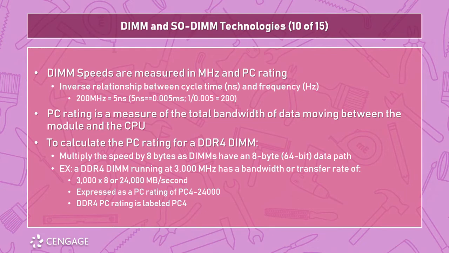PC rating is a measure of the total bandwidth of data moving between the module and the CPU. In order to calculate that, we have to know the data path. Well, DIMMs are known to have an 8-byte data path, which is 8 bits in a byte, so 8 times 8, or 8 squared, is 64. For example, if we have a DDR4 DIMM running at 3000 megahertz, we will then multiply that by 8, by our data path, and get 24,000 megabytes per second, or 24 gigabytes per second of transfer speed. That would be an expressed rating of PC4 24,000. PC4 just basically tells you that it's using DDR4, so PC3 would be DDR3, PC2, etc.